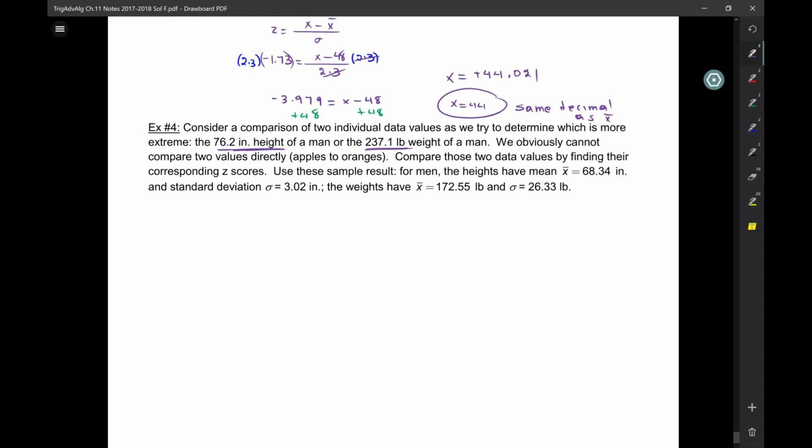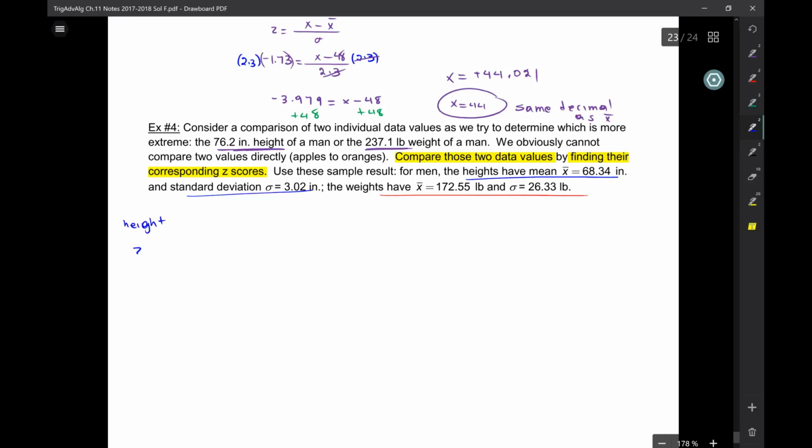So what we're going to do is compare the data values by finding their corresponding z-scores. So we're going to find the z-score of the guy's height and the z-score of the guy's weight. All right, and we have to always compare it with data. So for men, the heights have a mean of this and a standard deviation of this, and the weights have this. So let's do height first.